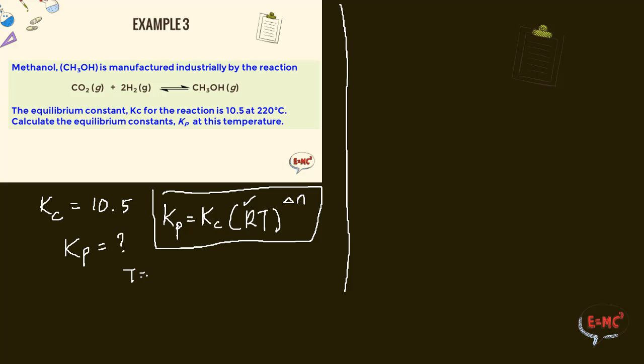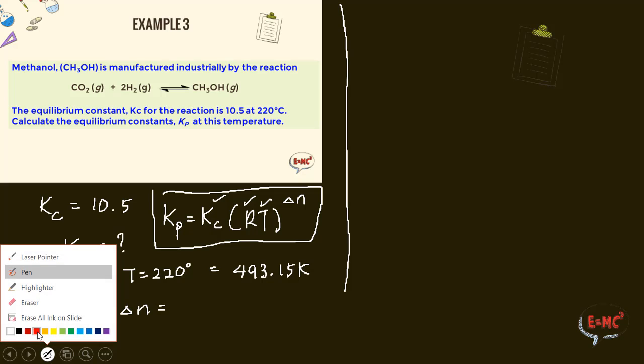Okay, of course, R adalah 0.08206. Temperature 222 degree Celsius. Kita akan gunakan R constant. So temperature must be converted into Kelvin. So kalau you convert, you akan dapat 493.15 Kelvin. Okay, what else? Okay, Kc memang kita ada, so you have to determine the delta N. Macam mana nak cari delta N? Delta N adalah mole of gaseous product minus the sum of mole of gaseous reactant.